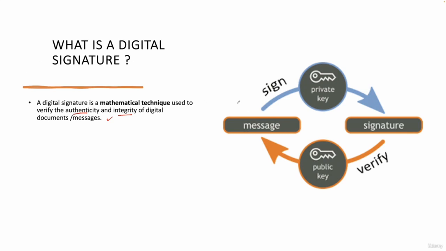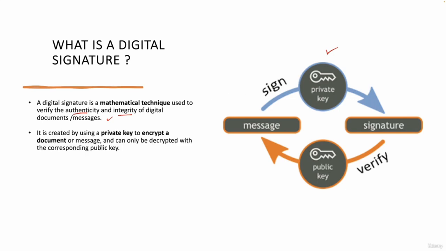As you can see here, you have a message, and you are signing that with your private key. But remember, I told you, you always sign the message digest. And how do you get the message digest? You take the input text and apply the hashing function to get the digest. And then you sign it using your private key. Always remember, you are signing with your private key and you are verifying with the public key, right? It is created by using a private key to encrypt a document or message and can only be decrypted by the corresponding public key. This is what we are showing here, that you are encrypting with a private key and you are decrypting with a public key.